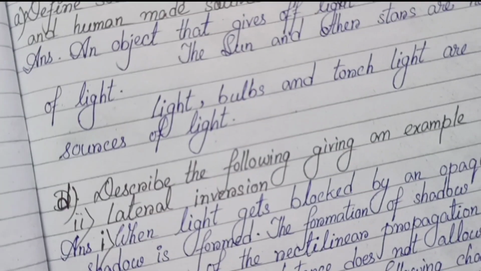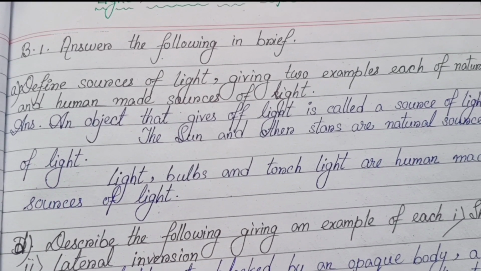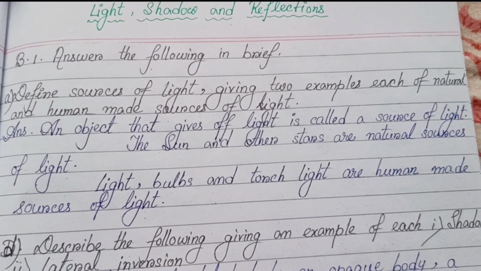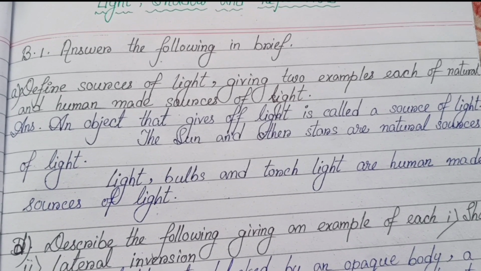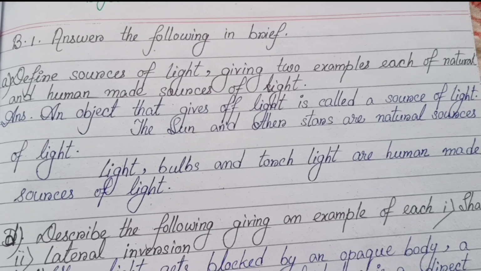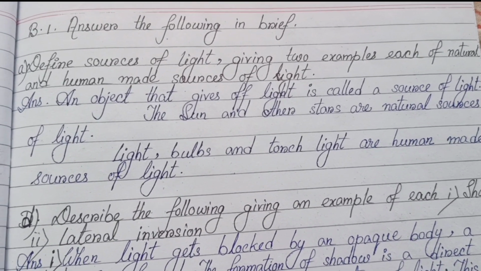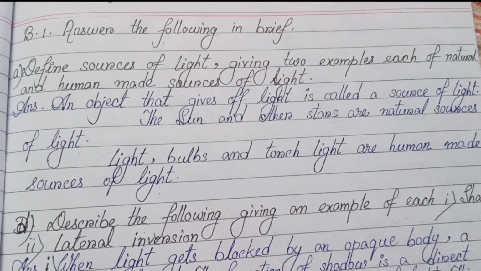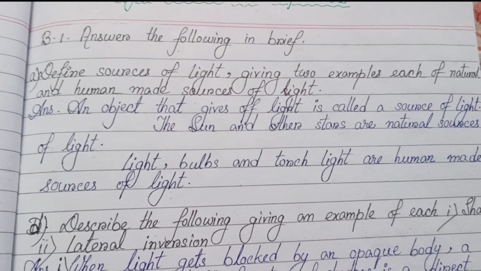Answer is reflection. Now, we are going to solve the question answer part. Number A, define sources of light, giving 2 examples each of natural and human-made sources of light. An object that gives off light is called a source of light. The sun and the other stars are natural sources of light. Light bulbs and torch light are human-made sources of light.